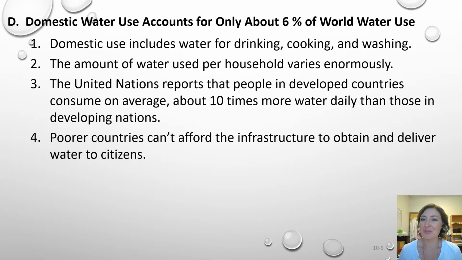These amounts do vary with wealth. The more wealthy you are, the more water you're going to use. The United Nations reports that people in developed countries consume on average about 10 times more water than those in less developed or developing countries. That is further compounded by the fact that poorer countries often can't afford the infrastructure to obtain and deliver clean water to its citizens. If you cannot pipe safe public water to neighborhoods, your residents are going to have to buy high-priced water that is delivered by truck.